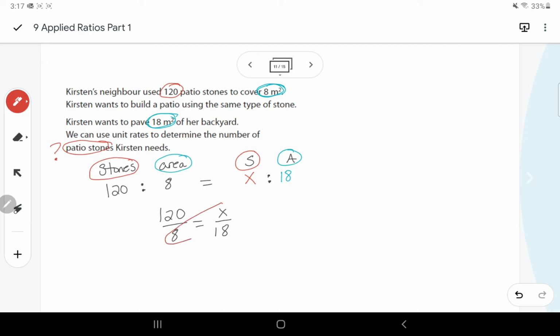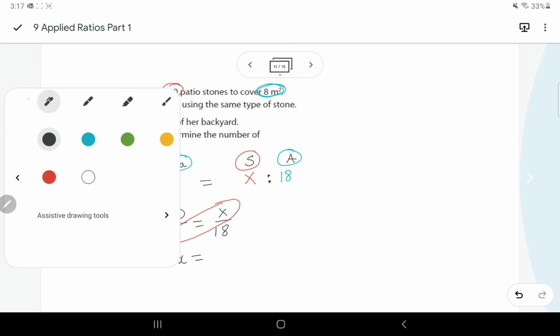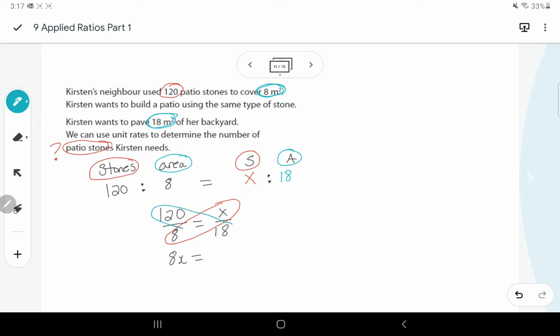So I'm going to look at the one that has the X first. And this 8 times X would be 8X equals, and then I'll do the other diagonal, and I'll do 120 times 18 on my calculator. That's 2,160. Then I can get what X would equal by dividing by 8. So Kirsten would need 270 patio stones.